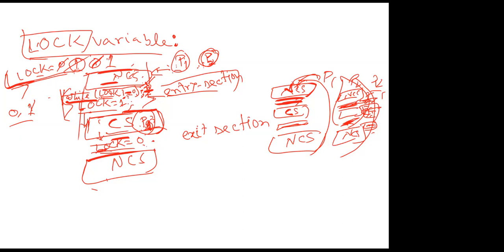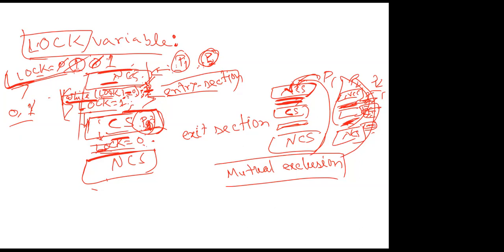Okay, now this is a lock variable. Now you know that there are three properties. We already mentioned that they are used to evaluate a synchronization mechanism, whether it is good or bad. The first one is mutual exclusion. Mutual exclusion means that two processes cannot be in the critical section at the same time.